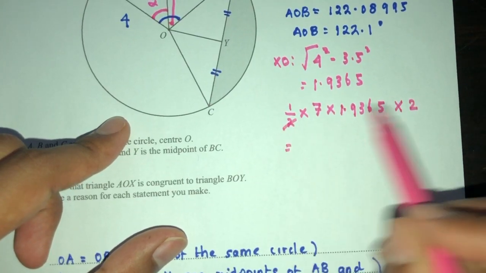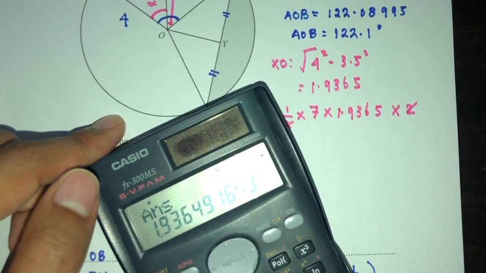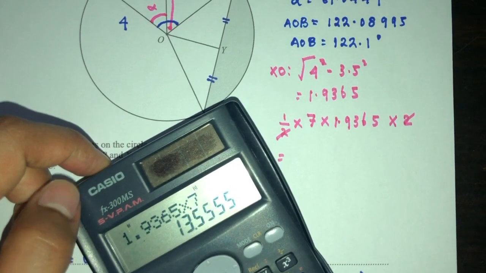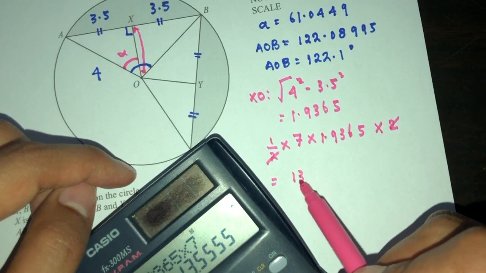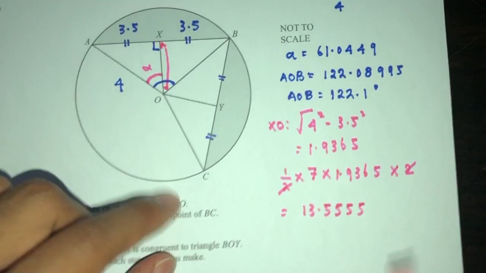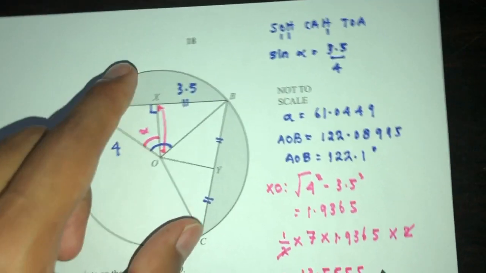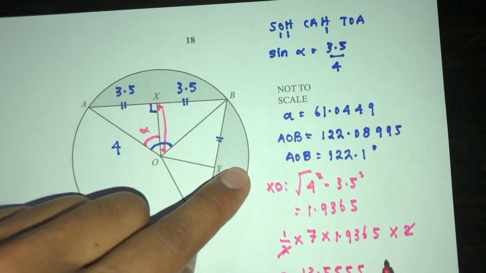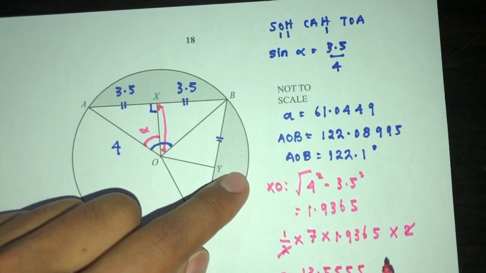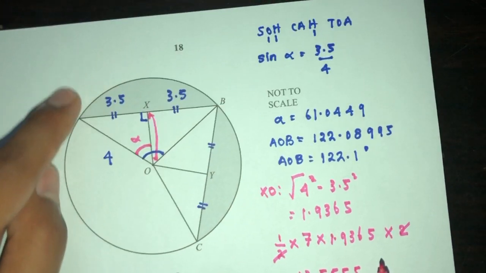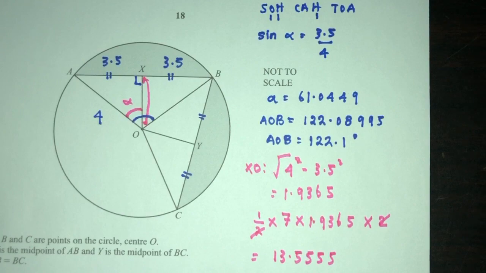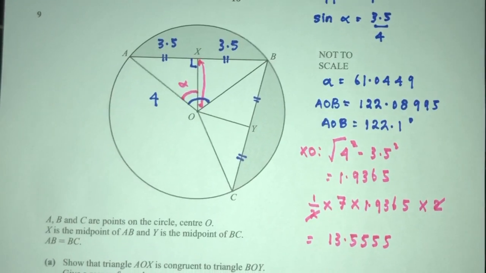Let's see what happens. This will go away. So you will have 1.9365 times 7. That should be 13.5555. This is the area of these two triangles. Now to find the area of this region and this region, we can simply find the area of the whole sector over here and then minus the area of the triangle. Again, this is one of the ways. There are obviously many ways to find this value.